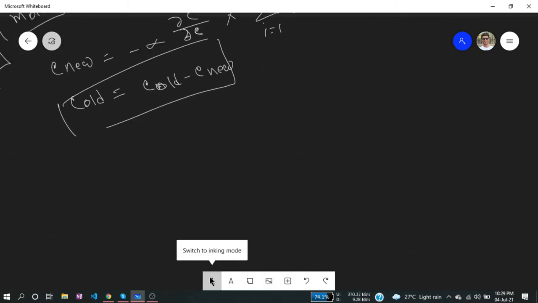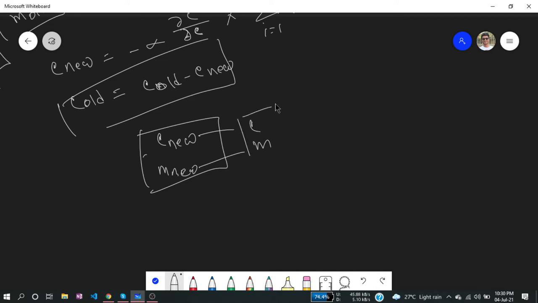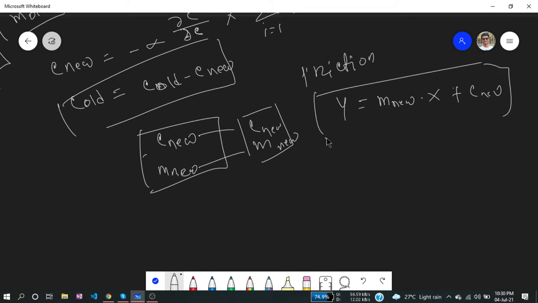Perfect. So that's how you have your c new and your m new. Now you have your new values of c and m. In the second iteration, you will again use this c and m to predict your output. This new one was old. This would be your prediction formula: y is equal to m new into x plus c new. This is your final formula.